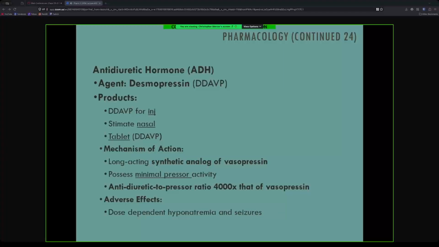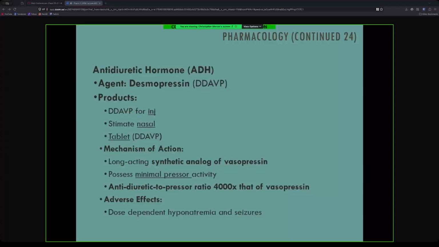So key adverse effects, because of its antidiuresis effects, you can get dose-dependent hyponatremia, which can lead to seizures. It drives water retention, so if you overdose, or if you have excessive free water intake while taking desmopressin, you can get highly dangerous hyponatremia. So be very cautious of that in our kiddos and our elderly population.